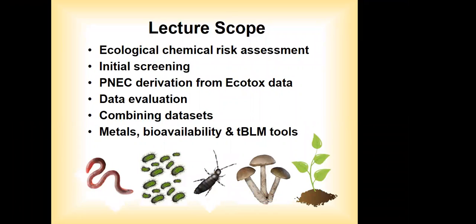We'll be talking about the chemical risk assessment process for the environment, how we can do some initial screening of a situation, and then how we can derive predicted no-effect concentrations from ecotoxicology data. We'll also go through how data can be evaluated and determined whether it should be used or not used in that process. We'll also talk about how to combine different data sets. And then we will finish with a part specifically on metals, as many of us are very interested in metals and bioavailability. And we will look at how terrestrial biotic ligand models, or BLMs, are now being used in environmental risk assessment and regulation.